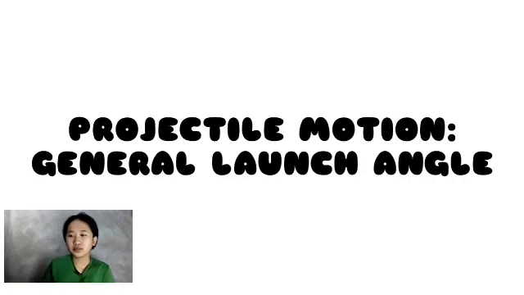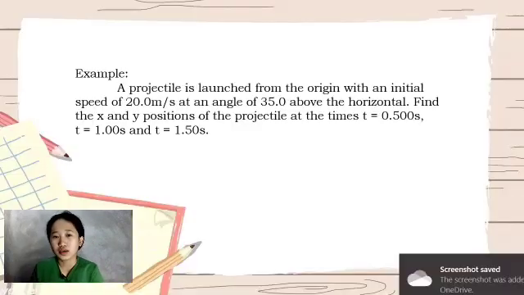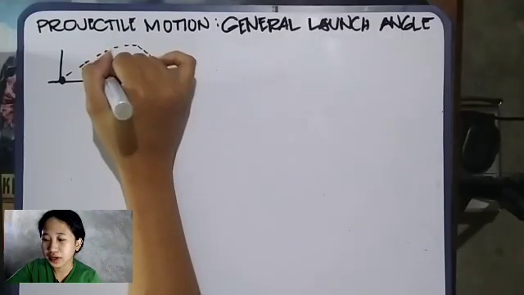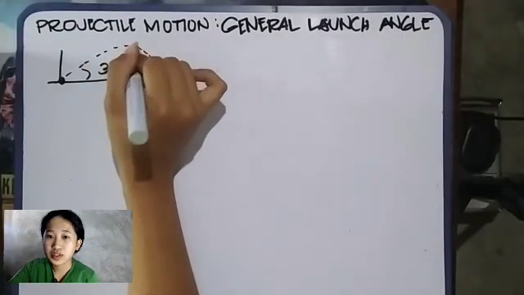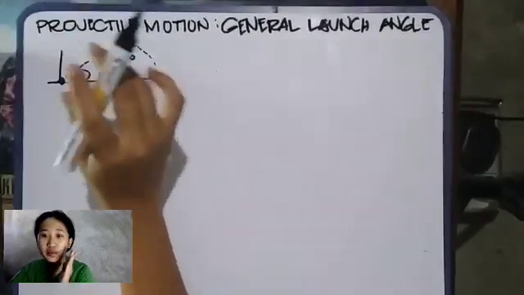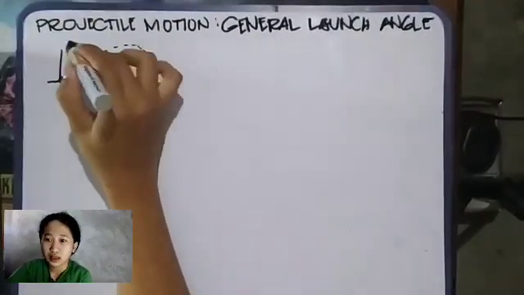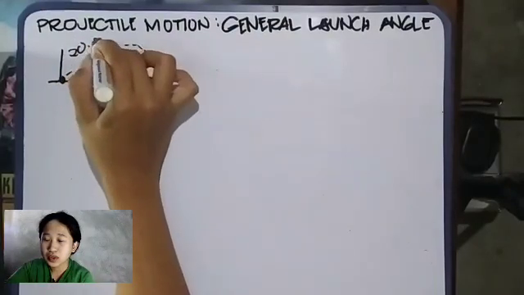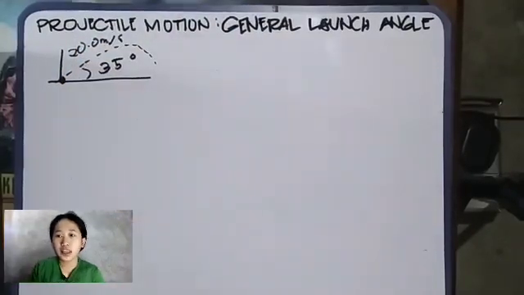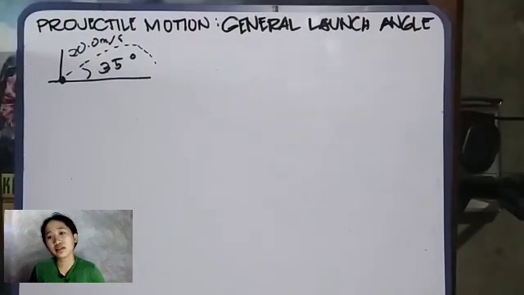So, next is we have projectile motion general launch angle. So, ang example is a projectile is launched from the origin with an initial speed of 20.0 meter per second at an angle of 35 degree. So, ito yung angle natin. Yan yung 35 degree. Tapos, ang initial speed niya is 20.0 meter per second, 35 degree above the horizontal.